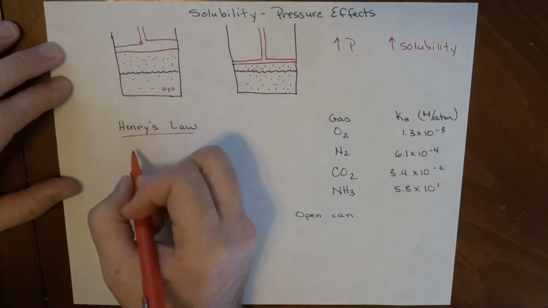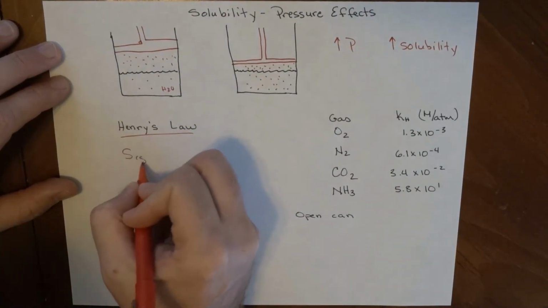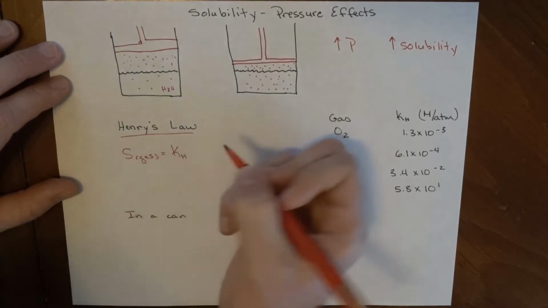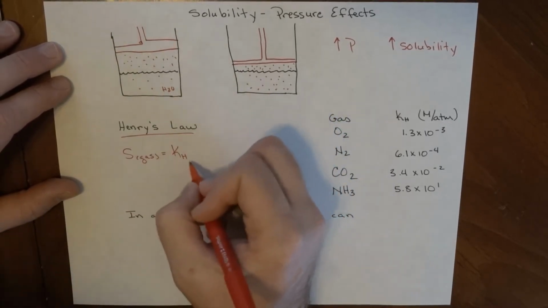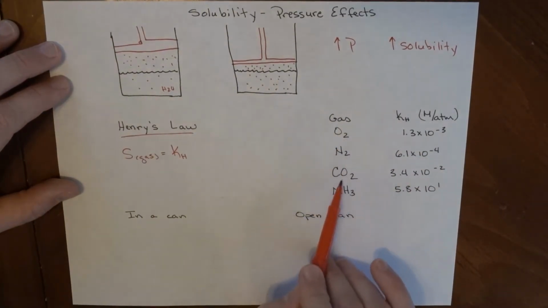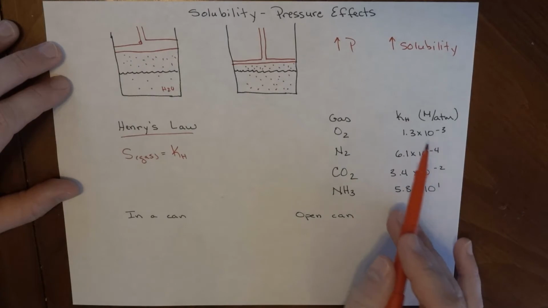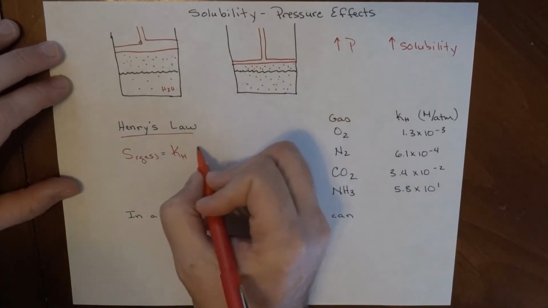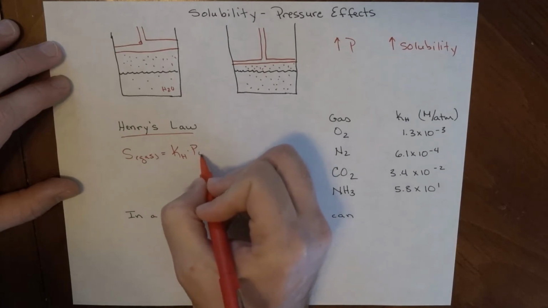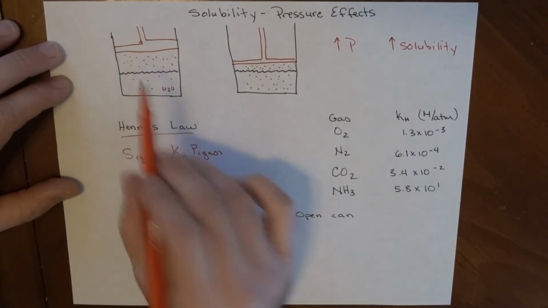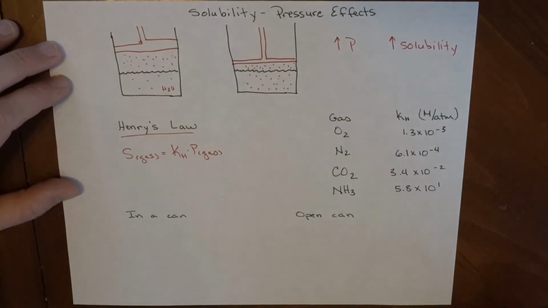And Henry's law is stated as: the solubility of a gas is equal to some constant Kh. Kh is something that's unique to every gas. So here's some examples: oxygen, nitrogen, carbon dioxide, and ammonia. They all have different values of Kh based on what gas they are. And that is multiplied by the external pressure of that gas. So the pressure is sort of like above the liquid. Right? And that is Henry's law.